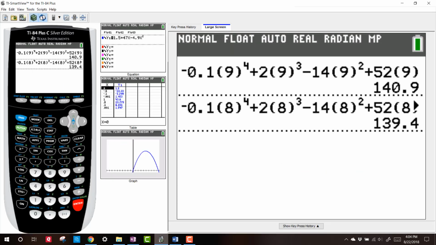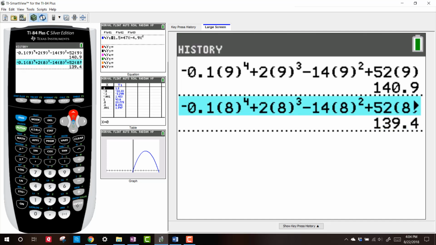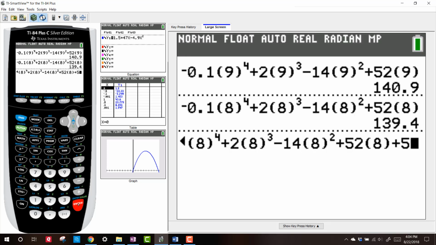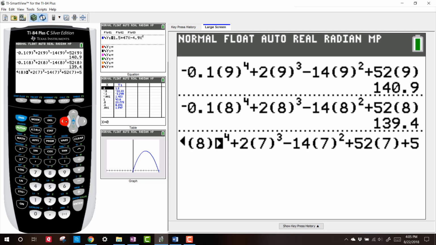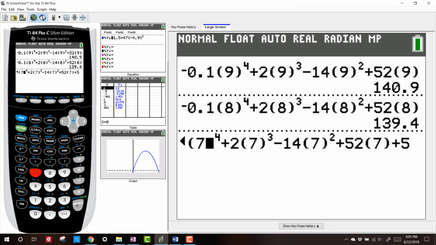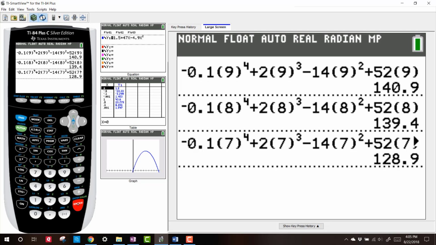So one more time with the calculator, I highlight the part that I want to copy. I hit enter. There it is. I'm going to go back. Alright, so there's a 7. Back some more here. Oops, too far. 7 there. More here. 7 there. And finally, here, and enter. And I saved myself a bunch of time, 128.9.